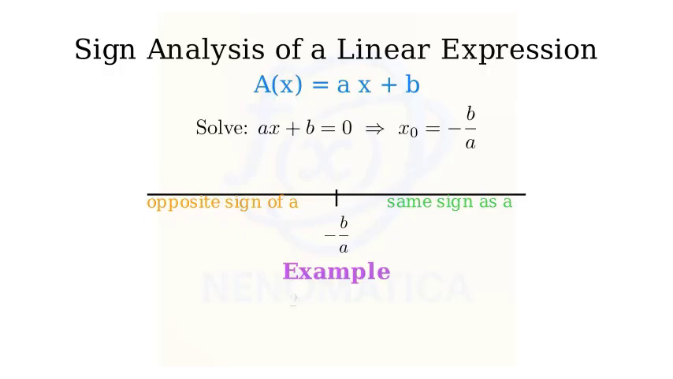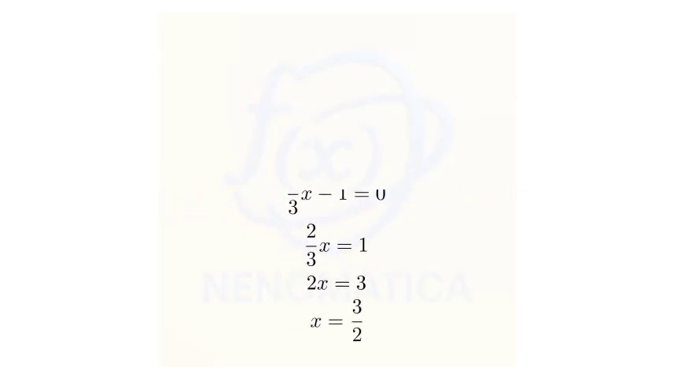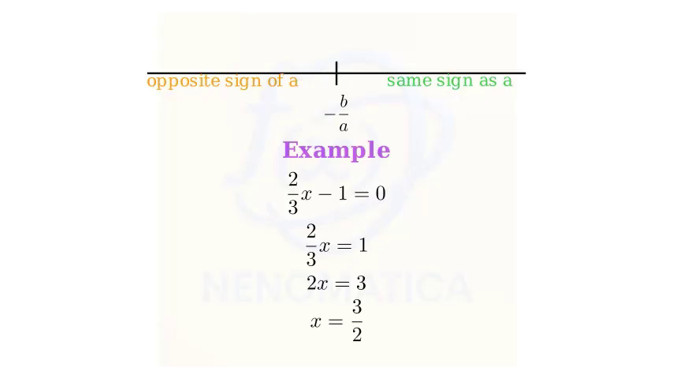Let us work a concrete example. Take a of x equals 2/3 x minus 1. We set it equal to 0 and solve step by step. 2/3 x minus 1 equals 0. So 2/3 x equals 1. Multiply both sides by 3 to get 2x equals 3. Finally, x equals 3 over 2.